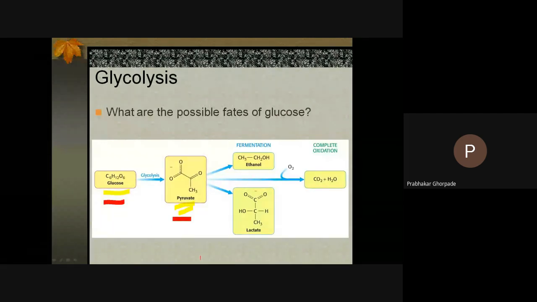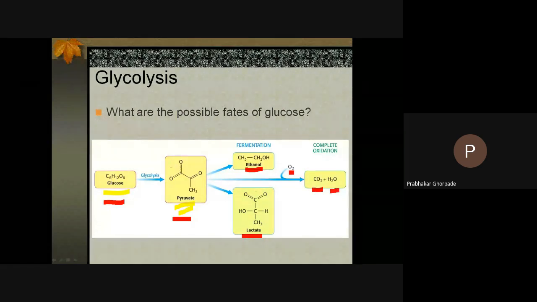What happens next? This pyruvate molecule can have three fates. We call one the fermentation phase. Under fermentation, pyruvate can give ethanol, meaning the alcohol molecule, or it can undergo conversion to the lactate molecule. These are the two fates. The third fate is that if it comes in contact with oxygen, pyruvate can get converted into carbon dioxide and water. That is complete oxidation.